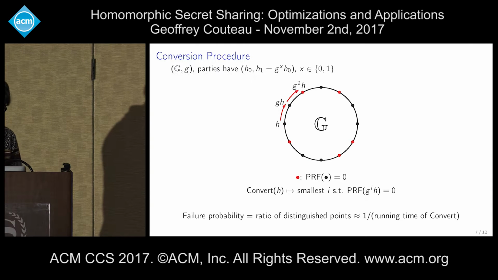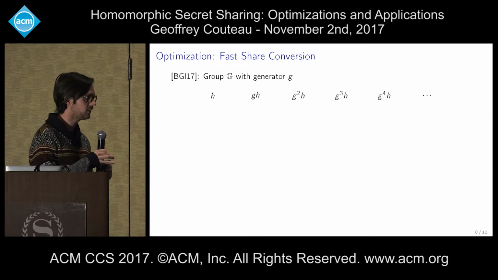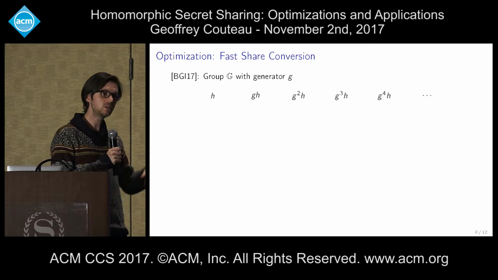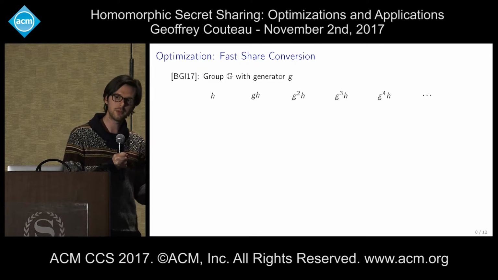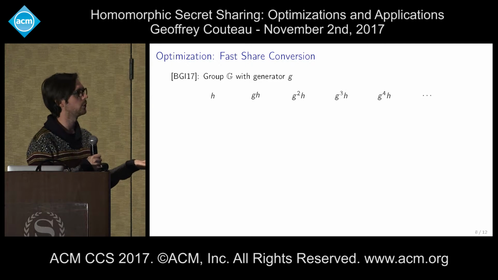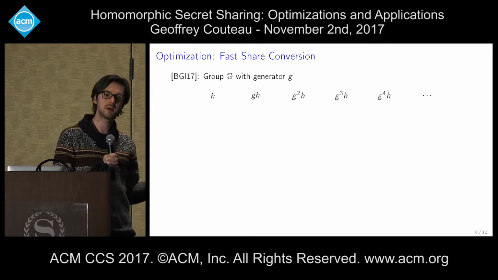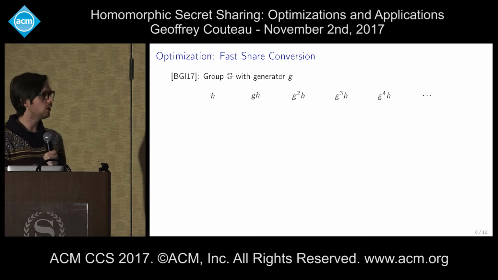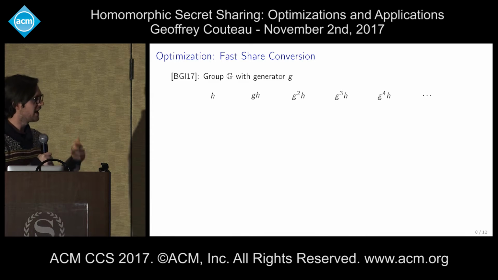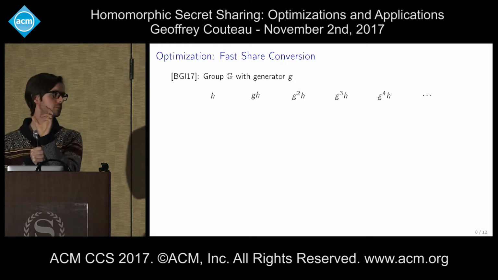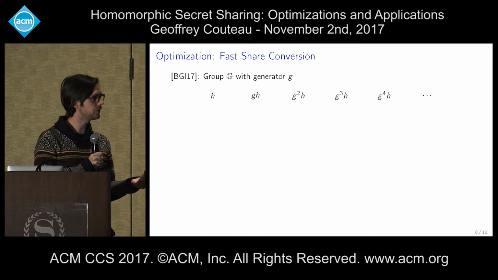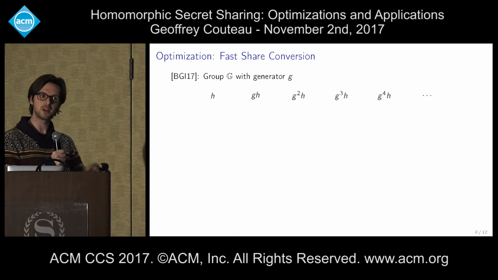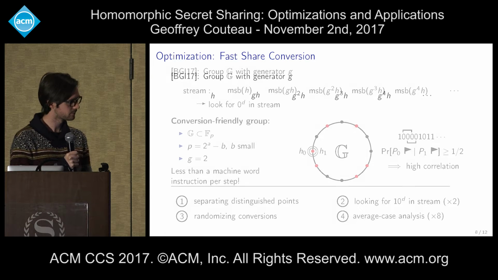And that's it. So at Eurocrypt 17, this procedure was heavily optimized. In fact, this is what we want to optimize, because this is the core computationally hard step of the conversion procedure. The idea was the following. Instead of distinguishing points by evaluating a pseudo-random function, you distinguish them by looking at the most significant bits of the bit representation of your group element. Now, finding the first distinguished point in this conversion procedure is just finding d consecutive zeros, for some parameter d that you have to tune to get the error probability and the efficiency that you want.